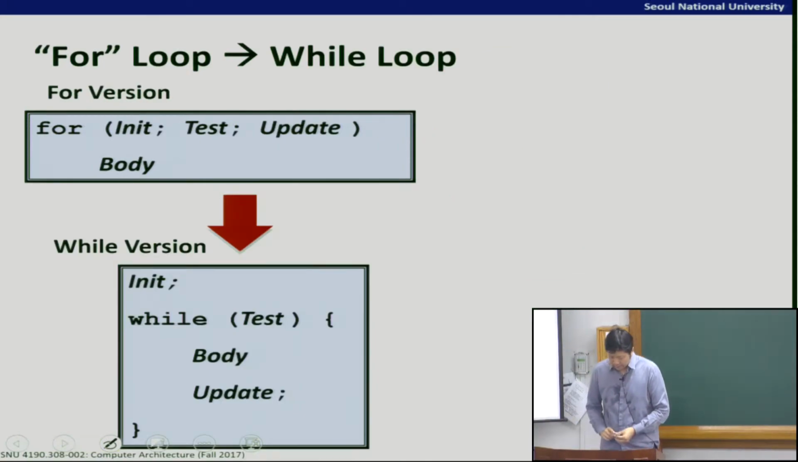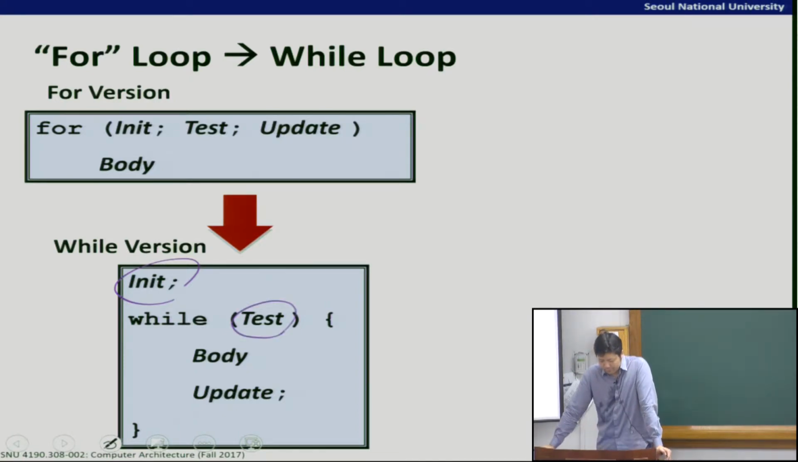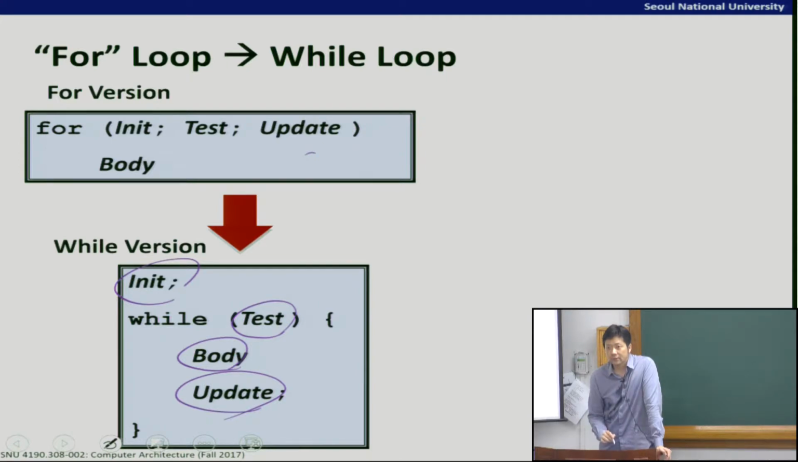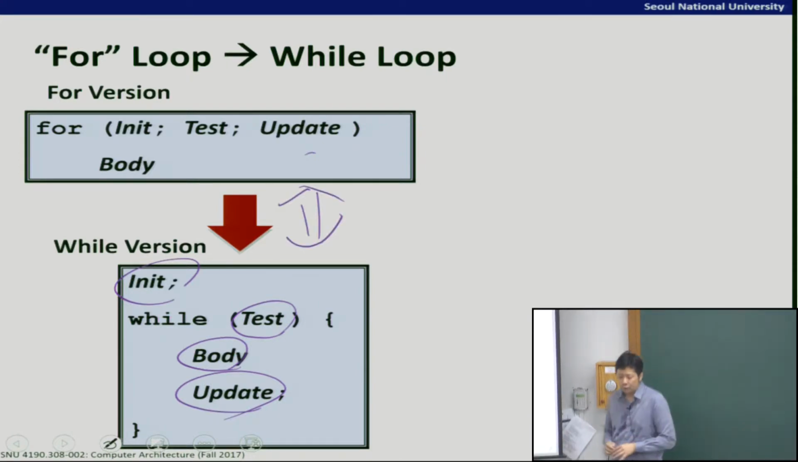Then you can convert this for loop using while. So if you see here, there are 4 components: init, test, update, and body. You execute init outside the while loop, right? And you test the condition at the beginning of the while, followed by the body, and at the end of the loop, you execute this update part, right? So they are equivalent. You can simply rewrite this for loop using while.